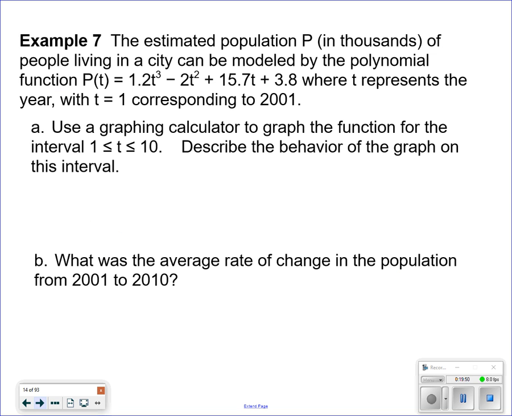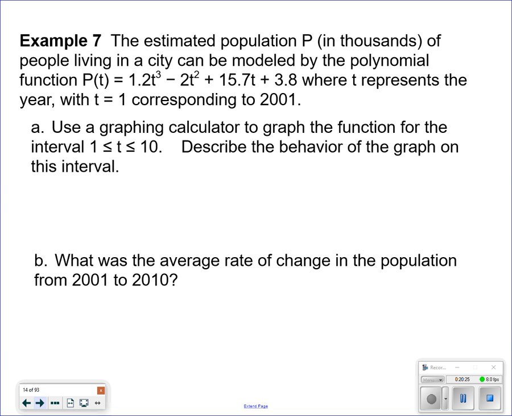Last but not least, estimate a population. People living in a city are modeled by the population P(t) equals 1.2t cubed minus 2t squared plus 15.7t plus 3.8. So I would pull out your graphing calculator and go ahead and type that in. Don't worry about the t's, just use x's, that's okay. So I went ahead and typed it into my calculator, where t represents the year with t equals 1 corresponding to 2001.